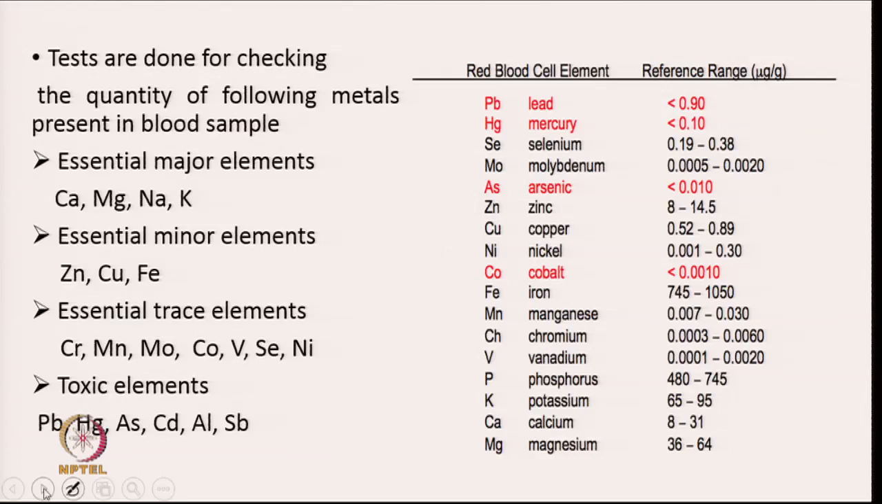and if I want to know the amount of iron in our blood sample or our body, then we need to analyze these metal ions. Here is a list of some metal ions and their reference range in our body, and you can see this in red. You have the toxic metals, for example lead, whose value should be less than 0.9 microgram per gram of blood. This is very important. If it is higher than that, then it is not good for us.